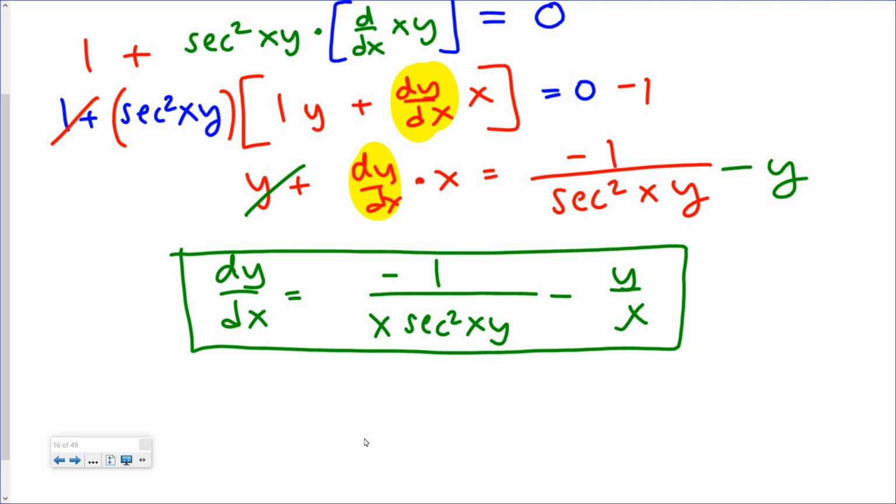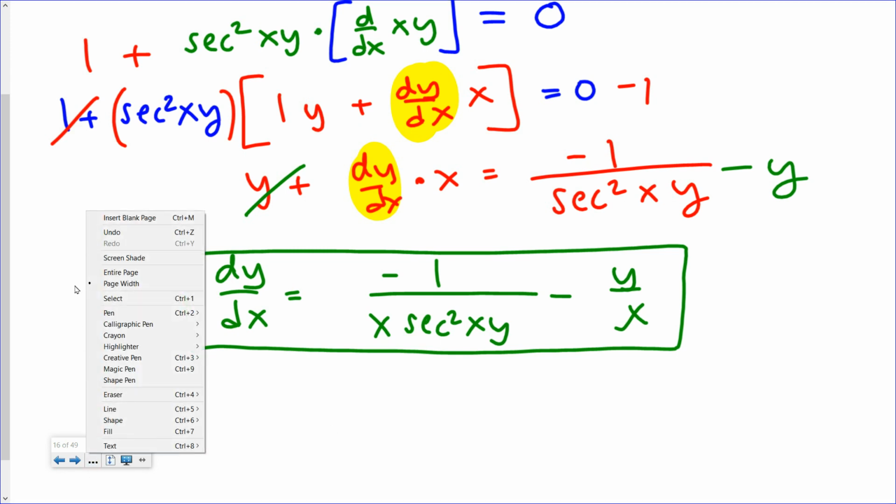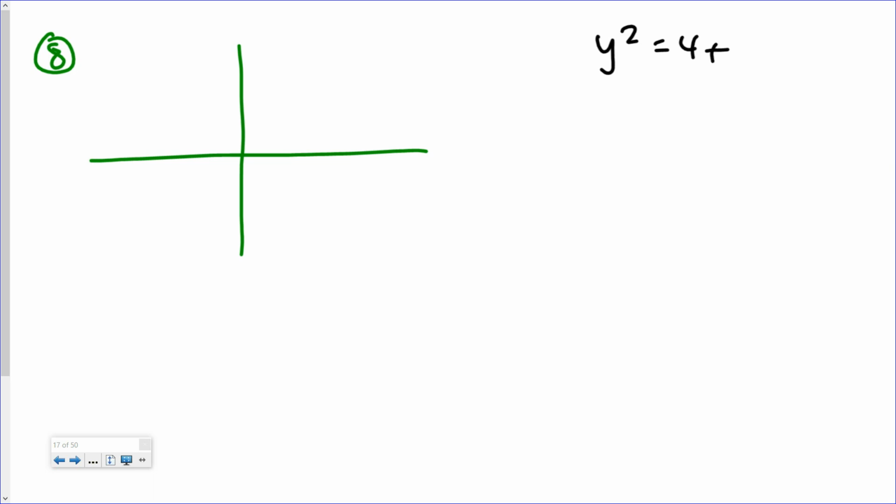I want you guys also now to look at number 8. If you look at number 8, I want you to kind of try to understand the problem here. Number 8 says you've got this parabola. Do you guys recognize that it's a parabola? y squared equals 4 plus x. You've got this parabola, y squared equals 4 plus x.